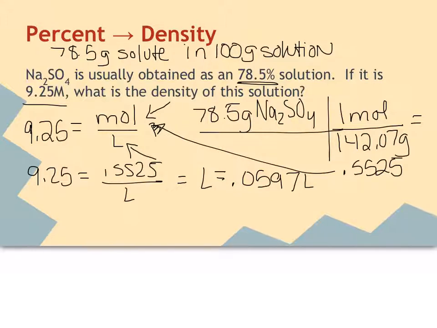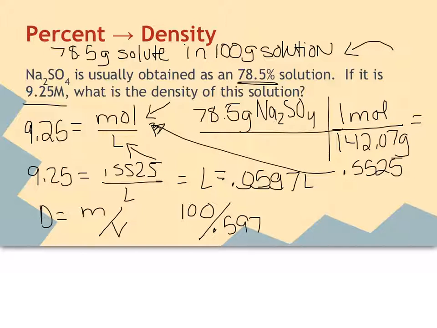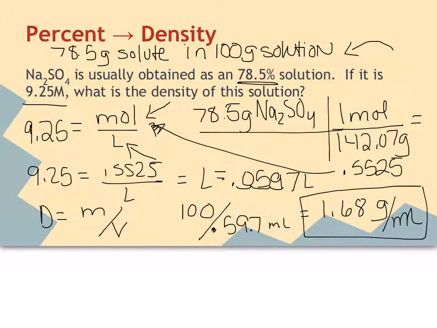And now density is just mass of the whole solution over the volume of the solution. Well, the mass is 100 from up here, okay? Divide it by this volume. I changed this volume to milliliters, which would just be, excuse me, that should not be a point. It should be 0.597 or 59.7 milliliters. And I end up getting 1.6. And how many sig figs do we have here? 3. So 1.68 grams per mL. There you go. There is your percent to density.